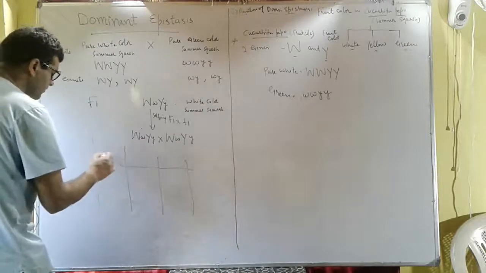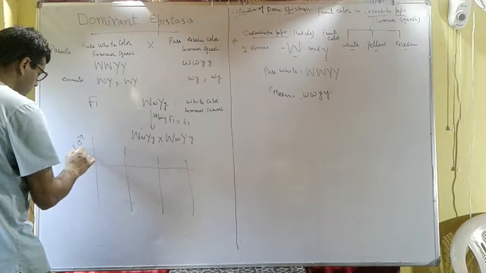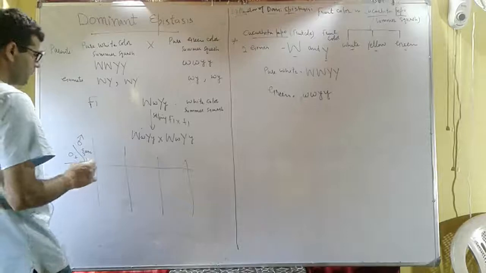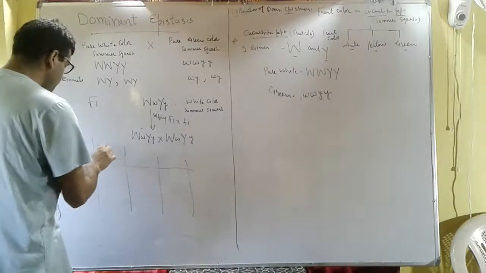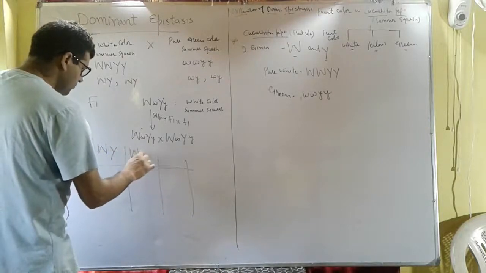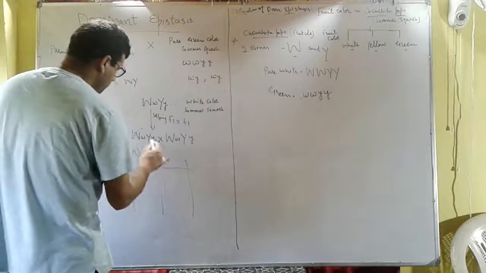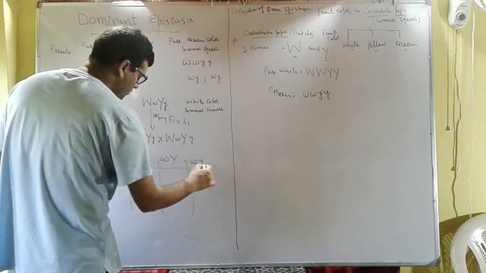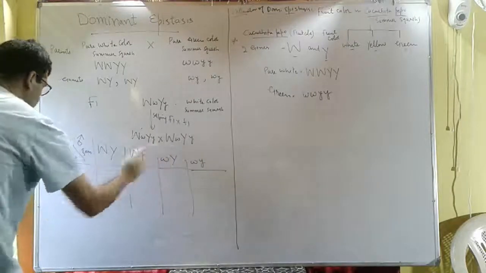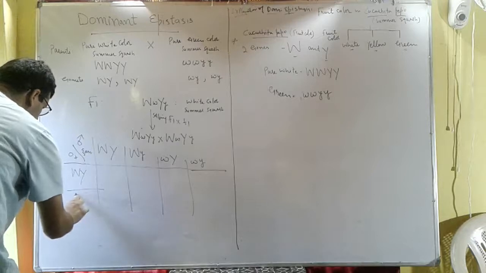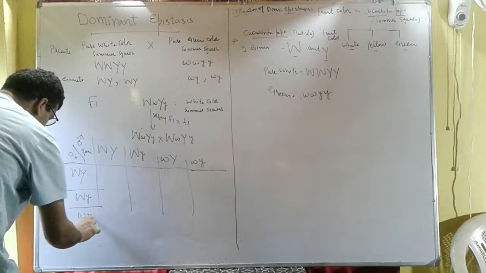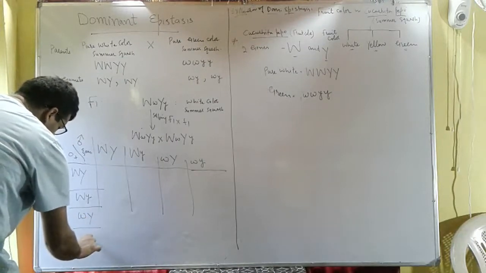So we have gametes, male gamete and female gamete. We have capital W capital Y, capital W small y, small w capital Y, and small w small y. These are the gametes. Same is the case for the other parent: capital W capital Y, capital W small y, small w capital Y, and small w small y.